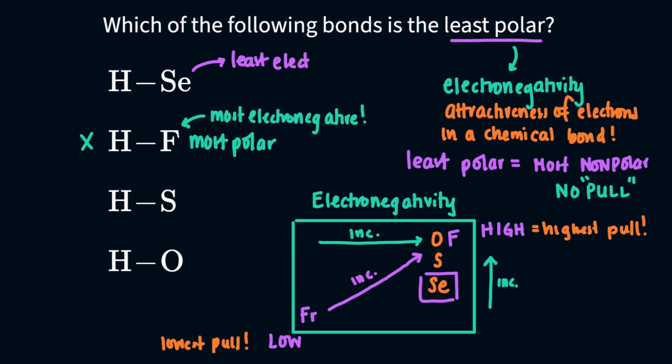And we have come to the answer. Just to reiterate, that means that the electrons in this bond are not going to be pulled, basically, to one atom or the other. It's going to be pretty much like an even split. Fluorine, on the other hand, the electrons in that bond are totally going to get pulled towards the fluorine. So let's box off HSe, and we are good for this video.